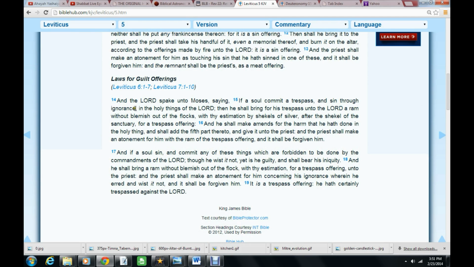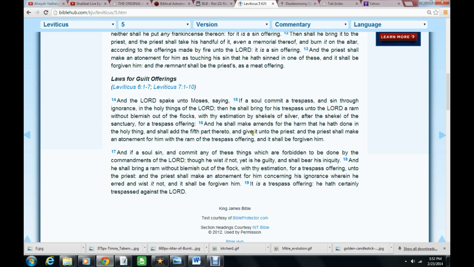So laws for guilt offerings. 6:17. And the Most High spoke unto Moses, saying, if a soul commit a trespass and sin through ignorance, and darkness, wickedness, and the holy things of the Most High, the pure white light that I am, then he shall bring for his trespass into the Most High a ram for the guilt offering, a ram without blemish out of the flocks, with the estimation by shekels of silver, after the shekel of the sanctuary, for a trespass offering.